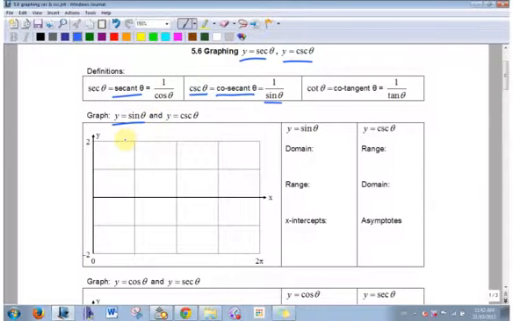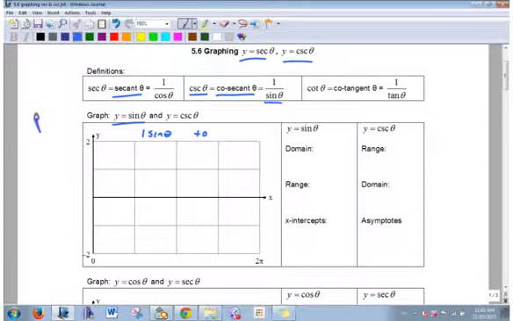What's the amplitude? 1. What's the vertical displacement? 0, right? What's the period here? It's just 2 pi, right?